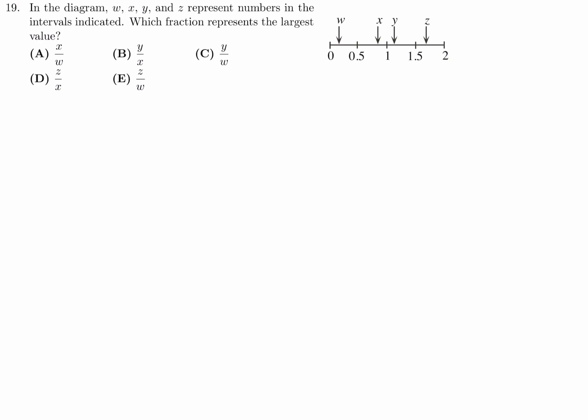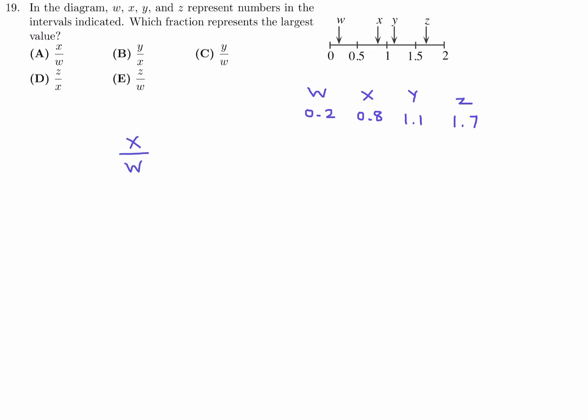Best thing to do, in my opinion, is just assign numbers to w, x, and y. W approximately 0.2, x approximately 0.8, y 1.1, and z probably around 1.7. So now let's look at the answer choices.